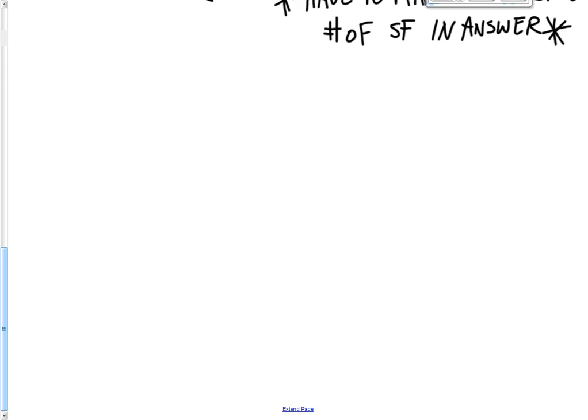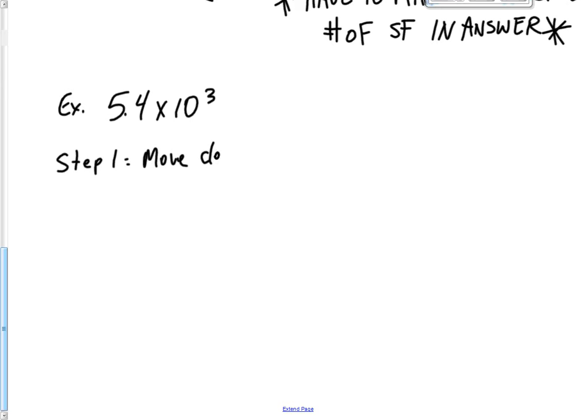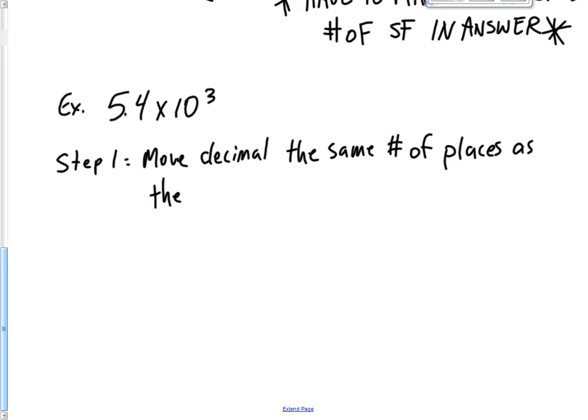Okay, so let's talk about putting numbers into standard notation, or getting them out of scientific notation. Okay, so we've got 5.4 times 10 to the third. Okay, so we need to move our decimal. Step one, you're going to move the decimal the same number of places as the exponent. Okay? So our exponent is 3, so we're going to have to move this decimal 3 places. We just don't know where yet, to the left or to the right.